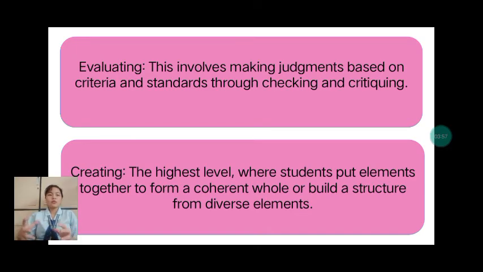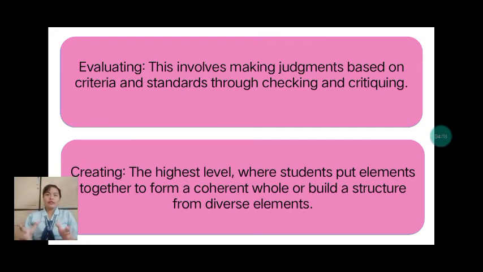This level involves generating new ideas, products, or solutions that are original or innovative. Learners at this level synthesize, design, construct, or invent to produce something new and valuable.